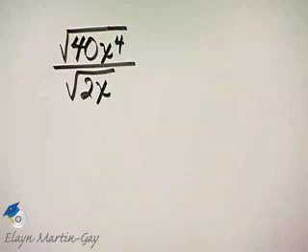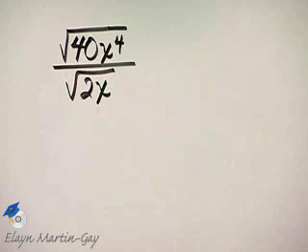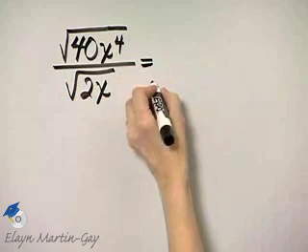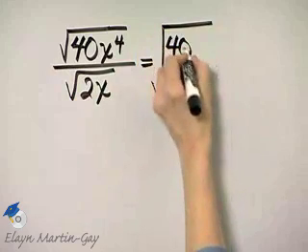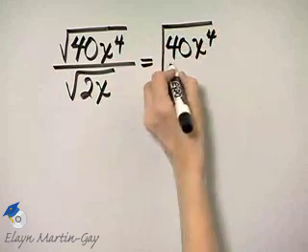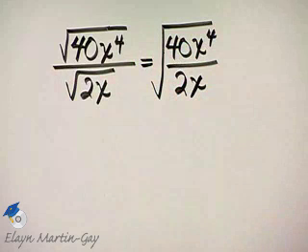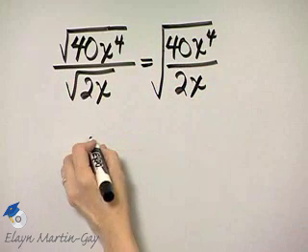Let's simplify this. And this is division. This is a fraction bar, so it is division. By the quotient rule for radicals, I can write this as the square root of 40x to the fourth over 2x. Now let's go ahead and simplify within the square root. Let's simplify the radical, in other words.